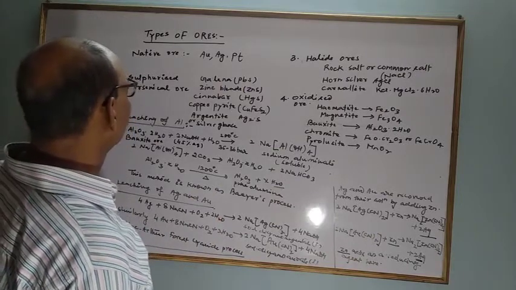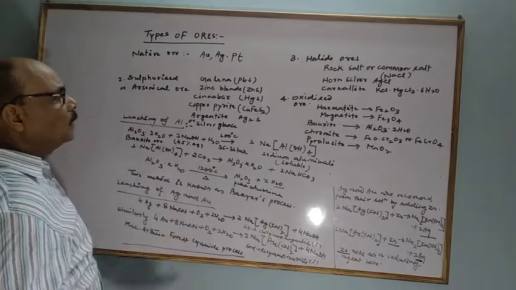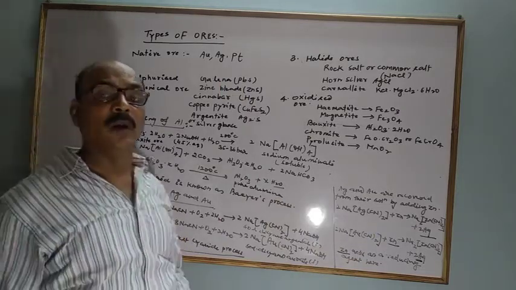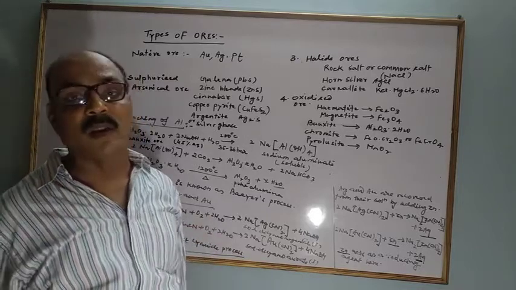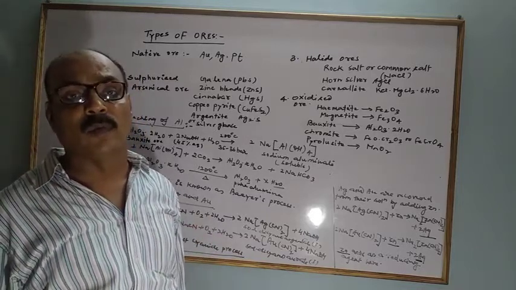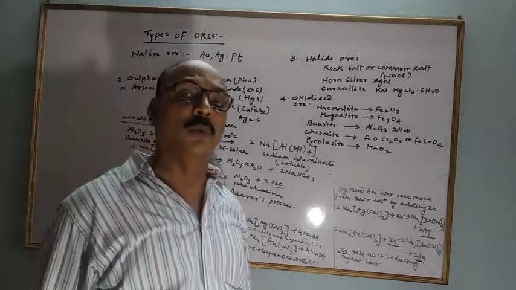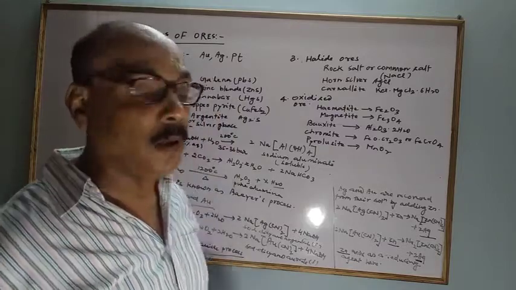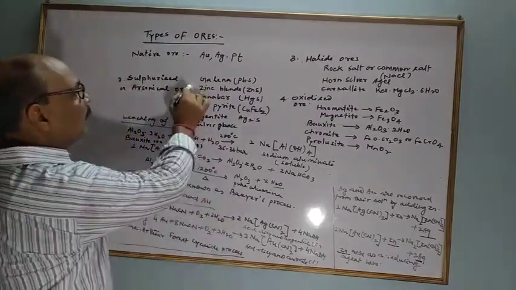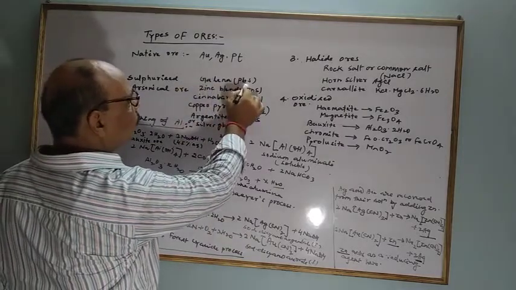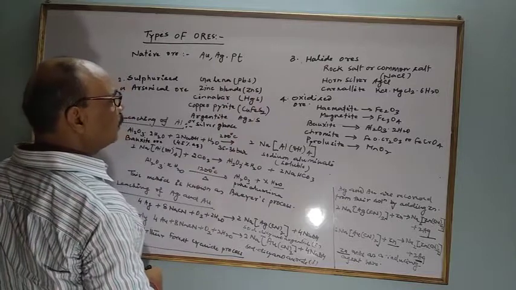Second one is the sulfurized ores. Sulfurized ores are very important, and you should learn the table given in the NCERT book. All the ores that are given in the NCERT are very, very important from the board exam point of view. So you are supposed to go through the table and learn the table properly. So what is mentioned there? Galena. It is the chief ore of lead, PbS. Its formula is PbS.